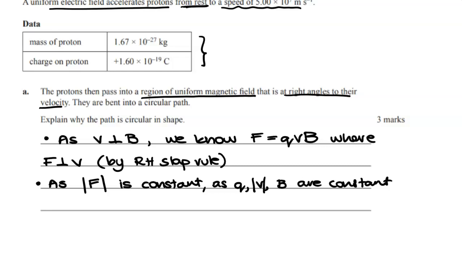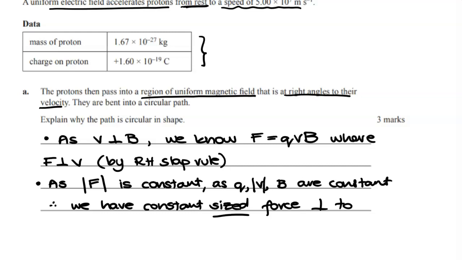So as the magnitude of the force is constant, as Q, V, and B are constant, that's what we multiply together to get the force, we have, therefore, constant magnitude force, perpendicular to V, therefore circular motion. That last point maybe is labouring the point a little bit, but I wanted to make it really clear that those are the two conditions necessary for circular motion.